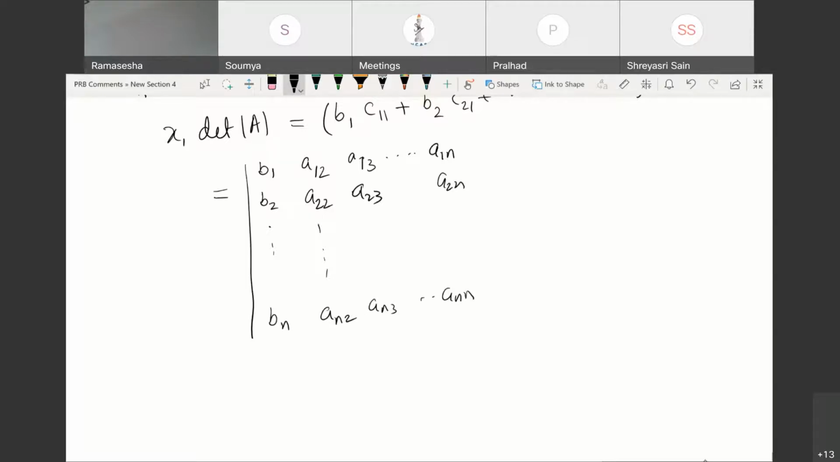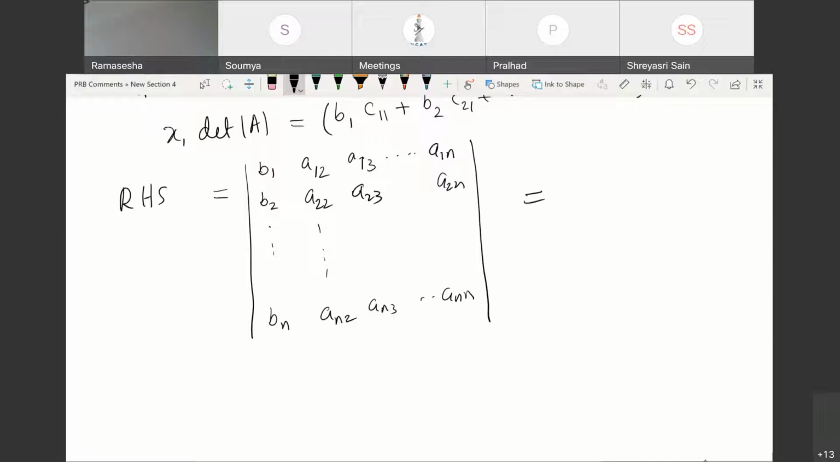This is equal to the right hand side, because you see the following. That is, I am taking B1 and multiplying that by the cofactor of A11. And then I am taking B2 and multiplying that by the cofactor of A21. Okay, and so on. And I'll take Bn and multiply by the cofactor of AN1. So that's the reason why this is the determinant.